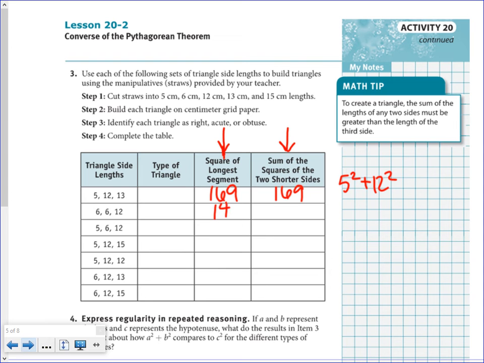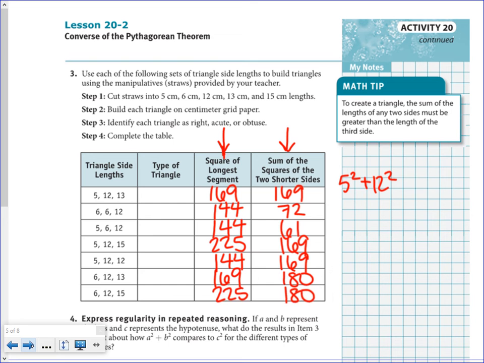So you should get 144 because you have 12 squared. And then 6 squared plus 6 squared is 72. On the next one, the longest one is again 12, so 144. Then we have 5 and 6. So 5 squared plus 6 squared is 61. On the next one, we have 15, so 225. And then 5 squared plus 12 squared, which is 169. Then we have 144, because 12 is our largest side. 5 and 12 is again 169. On the next one, we have 13, so 169. And then 6 squared plus 12 squared is 180. Then on the last one, we have 225. And then 6 and 12 is 180.